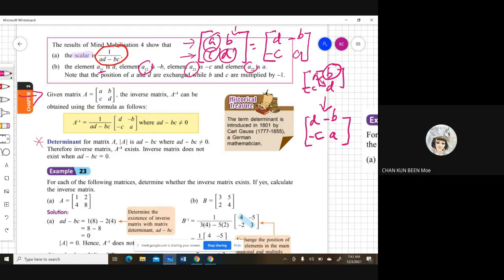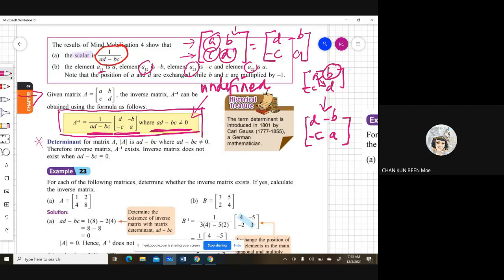Okay, so we continue here. Given matrix A is equal to A, B, C, D, the inverse matrix of matrix A can be obtained using the formula as follows. So this one is very important. If you're given one matrix and you are asked to find the inverse matrix of that particular matrix, the formula will be 1 over AD minus BC, this is the scalar, multiplied by the matrix over here, where AD minus BC cannot be 0. So you understand already why it cannot be 0. If it is 0, then it will be undefined. You cannot have the answer.